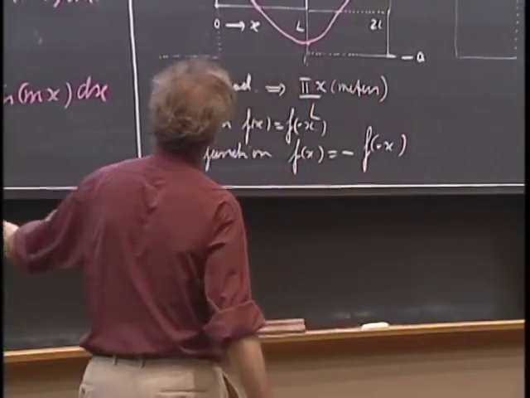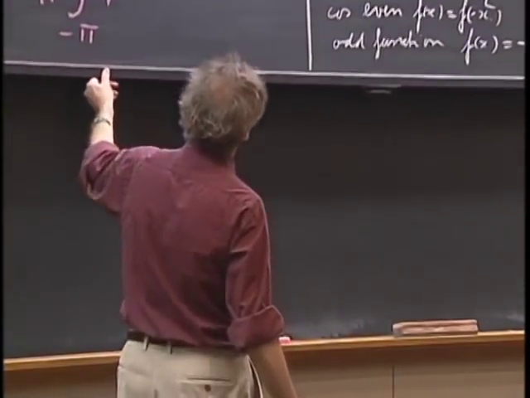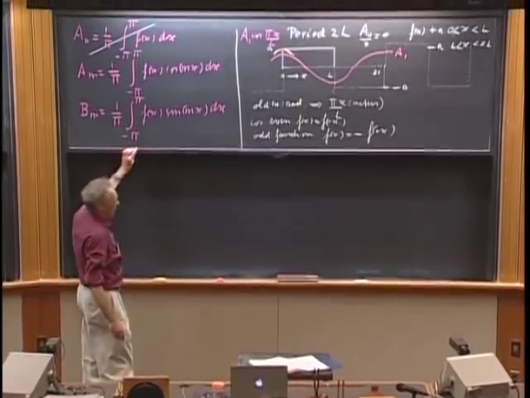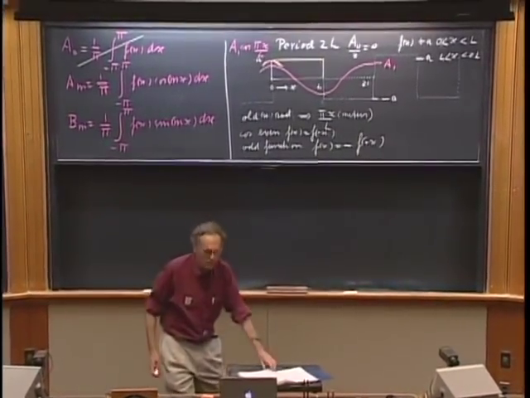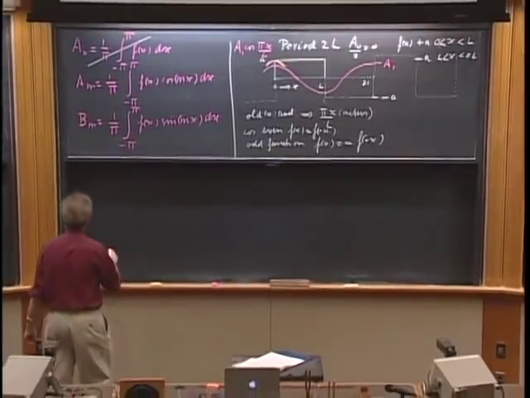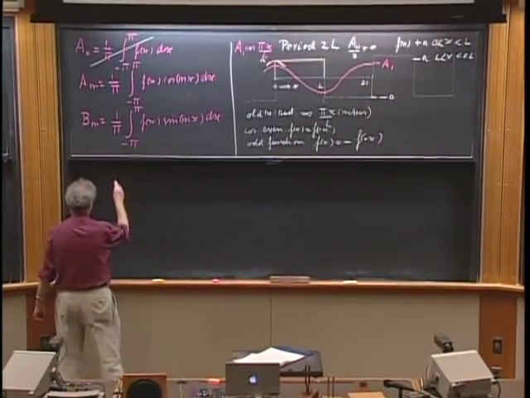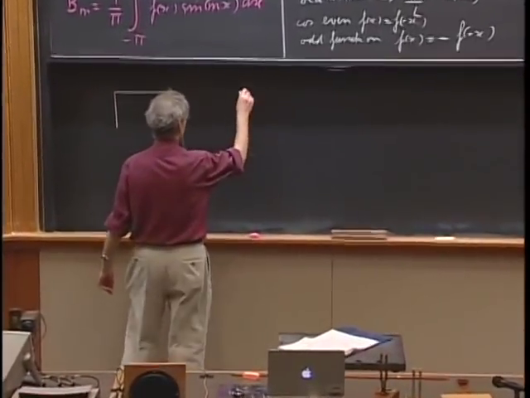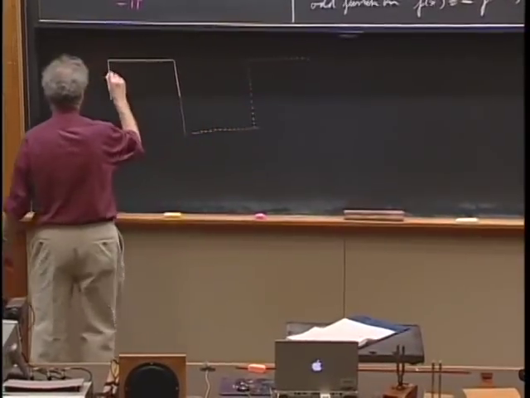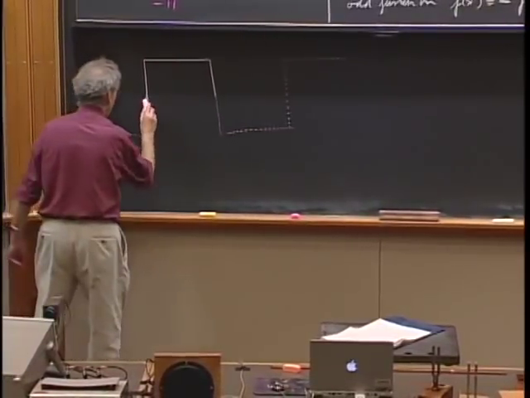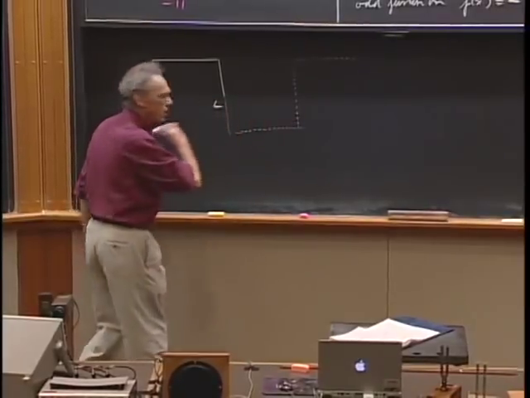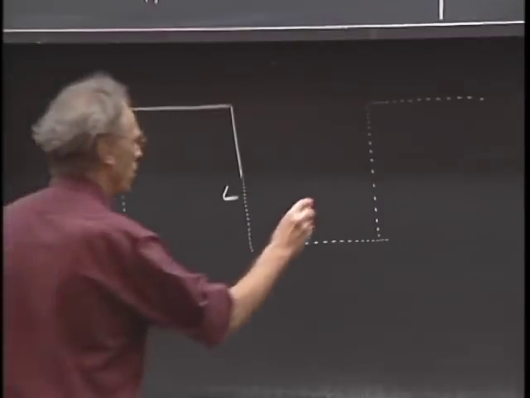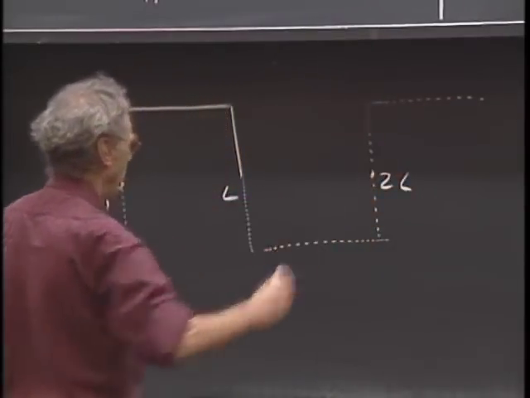Let's now take a look at the values for B. So keep in mind, B are the sine functions. So A0 is 0, all values for A are 0. Now let's turn to the B values. So I'm going to draw the function again here. We realize, of course, it's only defined from 0 to L. The rest is only a mathematical way of doing the Fourier analysis. So we are going to define it all the way up to 2L, and then we make it periodic.